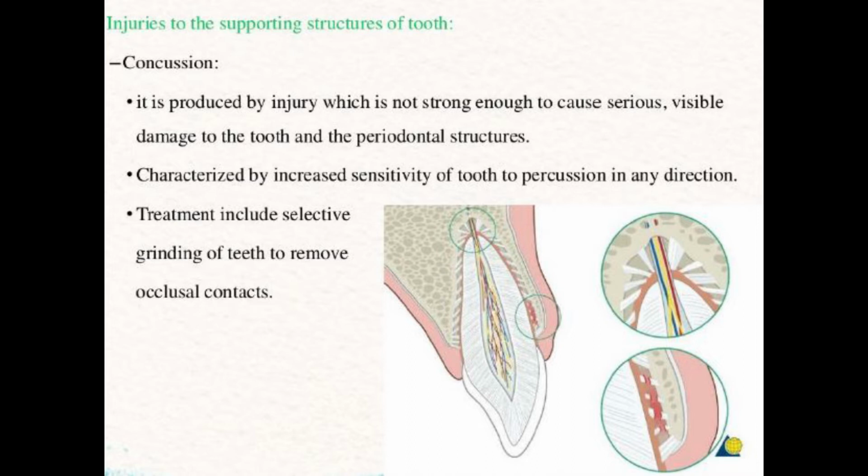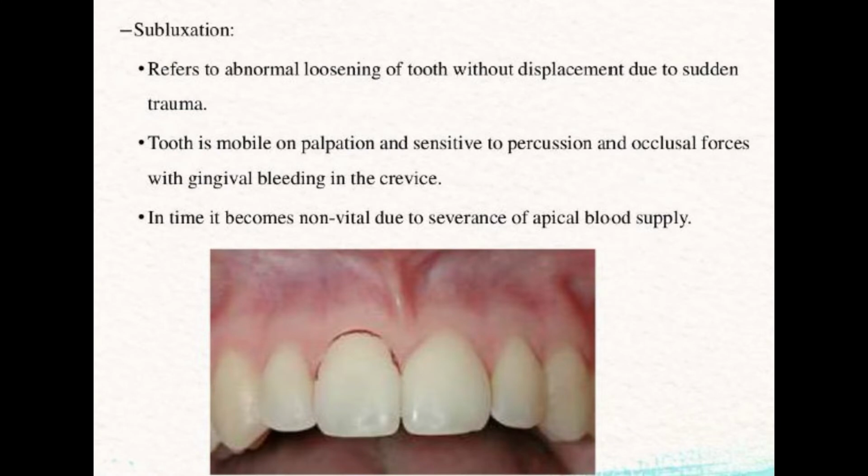Subluxation refers to the abnormal loosening of a tooth without displacement due to sudden trauma. The tooth is mobile and sensitive to percussion and occlusal forces. The rupture of the periodontal ligament is generally seen by bleeding at the gingival crevicular margin.